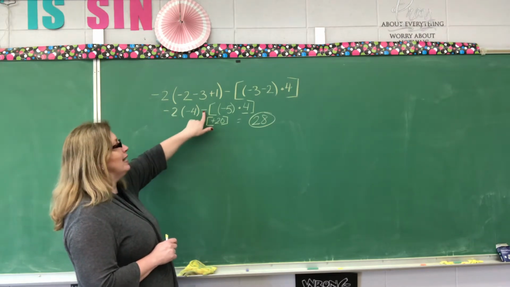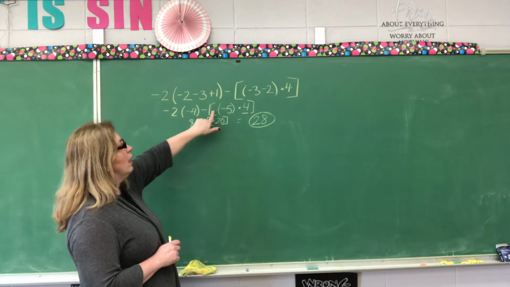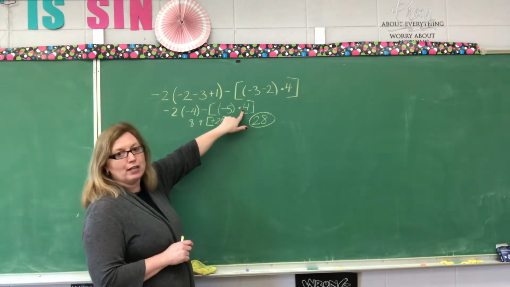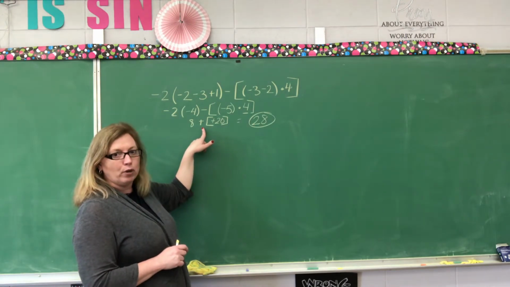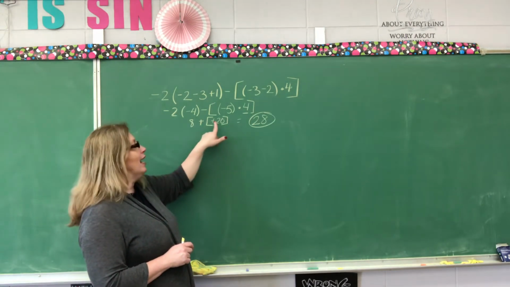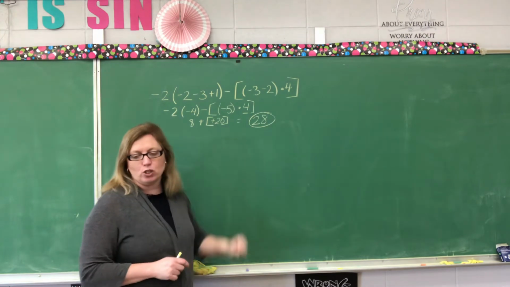a +8. Then you had subtraction of a -5 times +4, which is a -20. But remember, I can't subtract a negative number. I have to change that to an addition and then change my sign. That's how I got to 28.